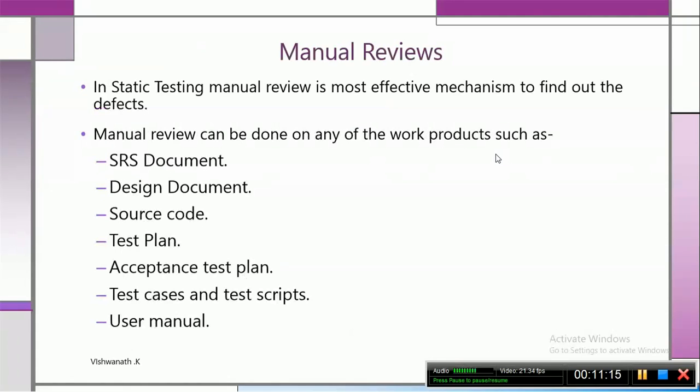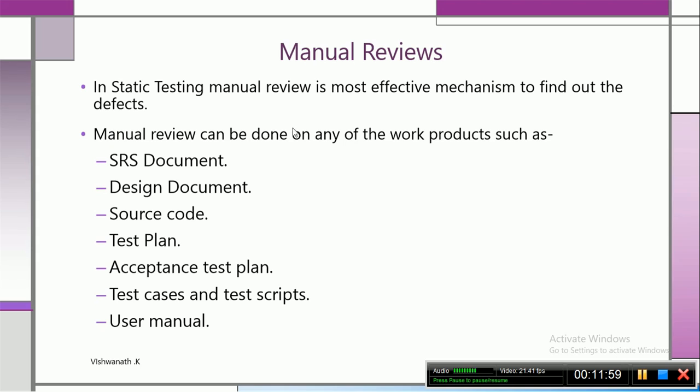Next, we'll see what manual review is. As I said, static testing is carried out in two ways. The first one is the manual review of the work product. The second is using static analysis tools. Now we'll see what manual reviews are. Manual review is one more term for static testing. In static testing, manual review is the most effective mechanism to find out defects.